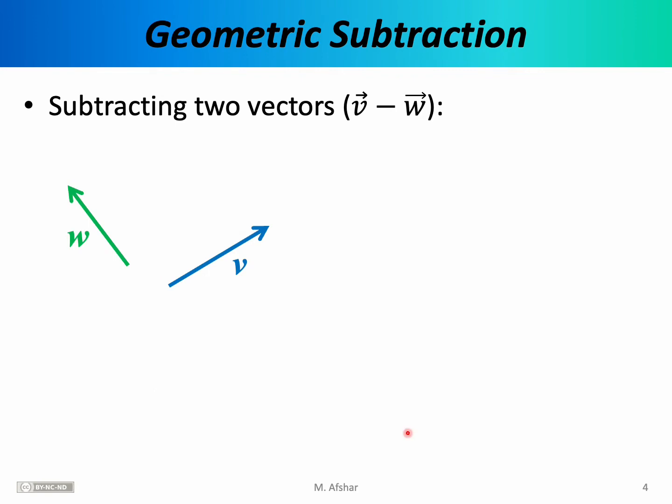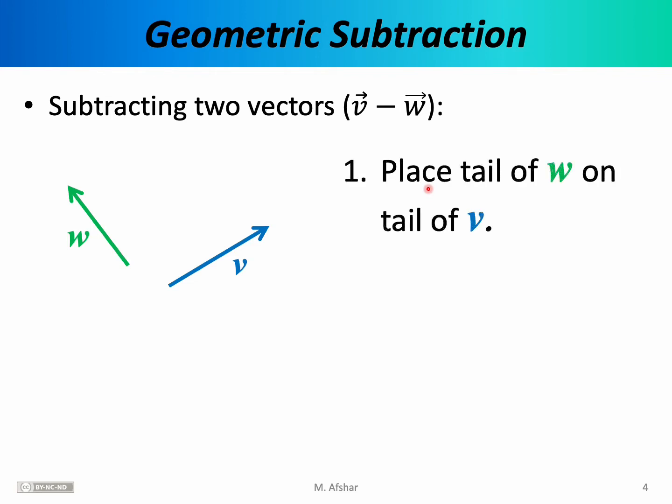Next, let's turn to the geometric subtraction of vectors. Once again, we have two vectors labeled as v and w, and I would like to find the difference between these two vectors. In other words, I'd like to calculate a third vector that represents v minus w. Once again, I have to follow a precise recipe. The first step of that recipe says place the tail of w on the tail of v.